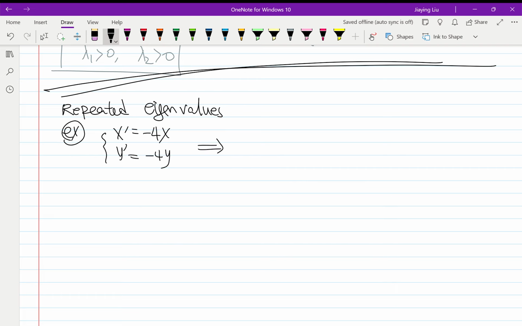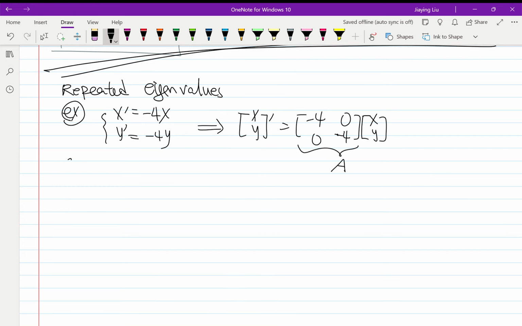So I'm going to convert it into a matrix equation. (x, y) prime equals... negative 4 is the coefficient of x, but there's no y there, so I'm going to put a 0. And there's no x in the second equation, so I'm going to put 0 there, and then negative 4 for y. So those are the coefficients, and this is the coefficient matrix A.